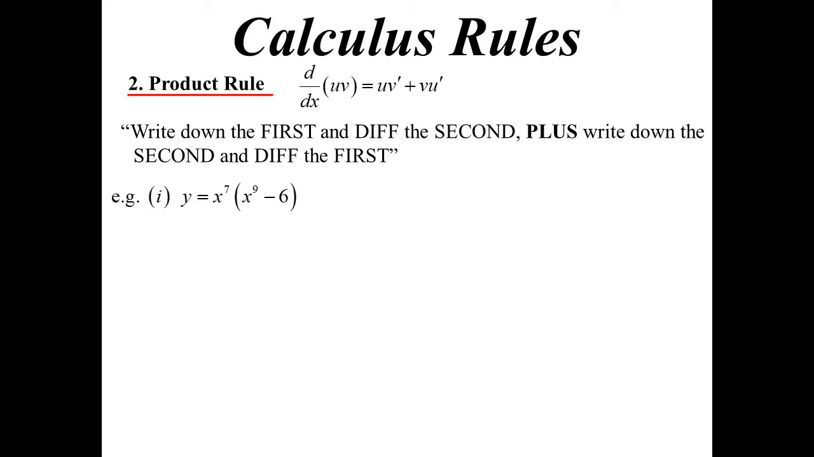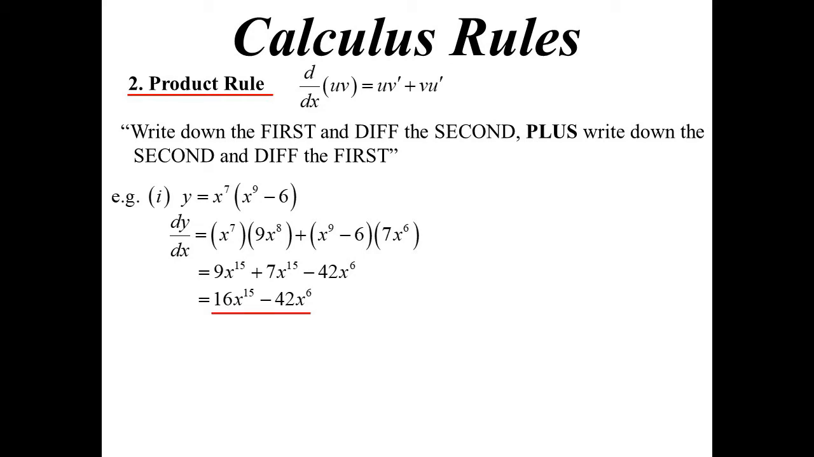So something like this. Yes, I could expand it out, I know that. But let's pretend. Write down the first. Well, the first function there is x to the power of 7. So I write it down. And diff the second one. The second is x to the 9 minus 6. Differentiate that, I get 9x to the power of 8. Plus, write down the second, x to the power of 9 minus 6. Diff the first. Differentiate x to the power of 7, we get 7x to the power of 6. Tidying all that up, we've got some terms that will add there. And there's my answer. Whether or not you want to factorise that, well, it's up to you.